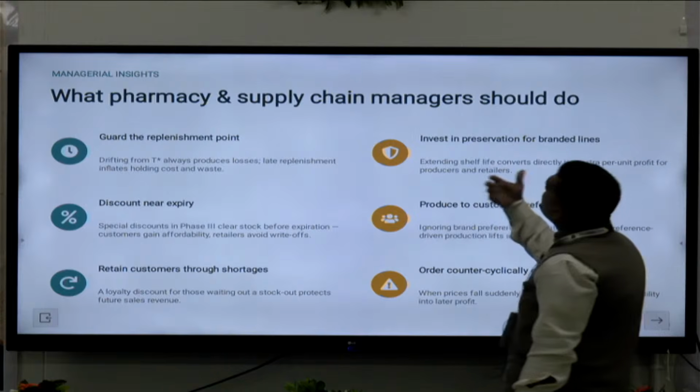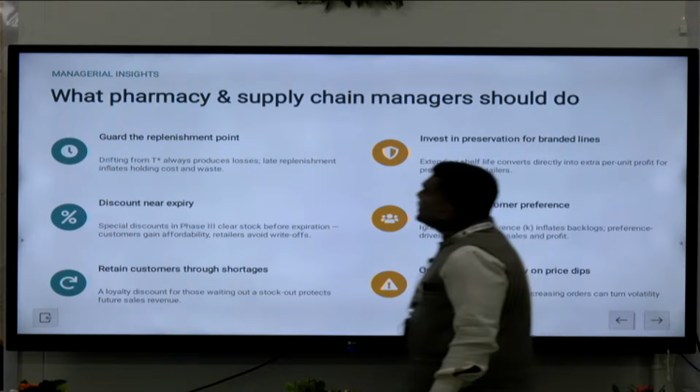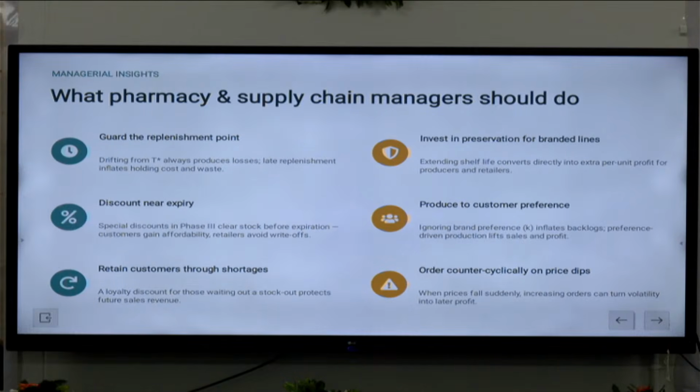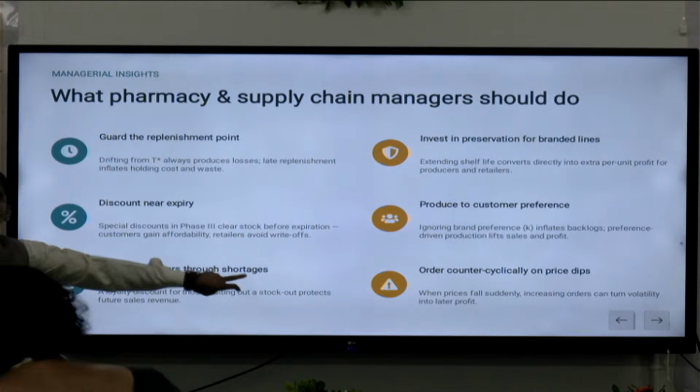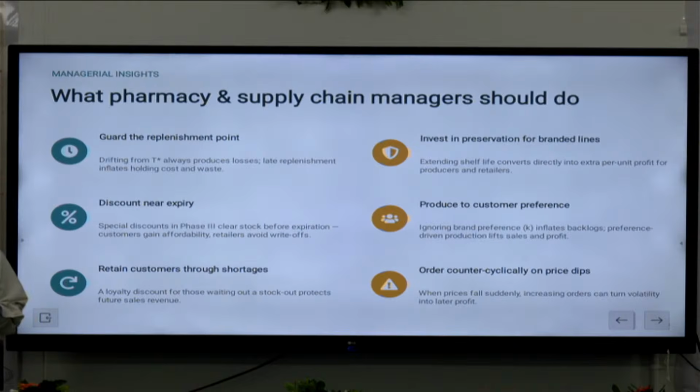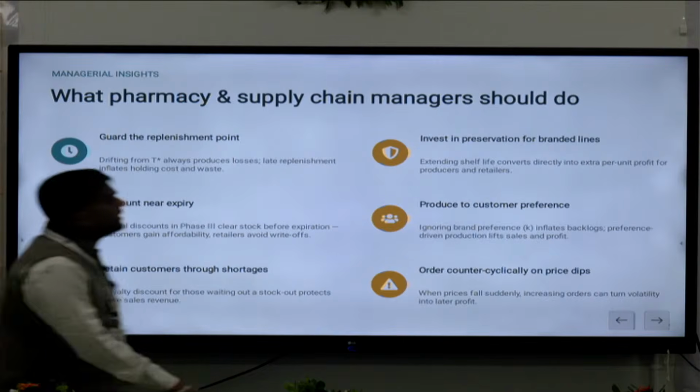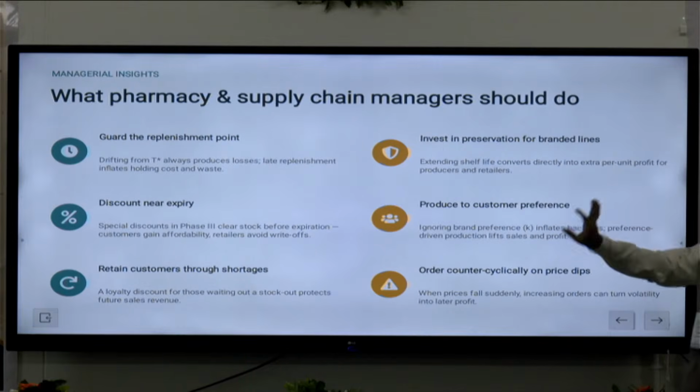Then what should pharmaceutical and supply chain managers do? As I told you, they should focus on the replenishment period. If the replenishment period increases, the deterioration level and deterioration losses will increase. So what do they do? They apply a discount near the expiry. Nowadays a few online apps give you 90%, 80% discounts only for this reason, because their items vanish after a certain period, so they give you additional discount. We should not purchase it because its molecular value has already reduced. Retain customers through the shortage. During the shortage time period we can give additional discount to the customer, and that additional discount can lure customers to our distributor. Then invest in preservative technology for the branded product. It is very important.